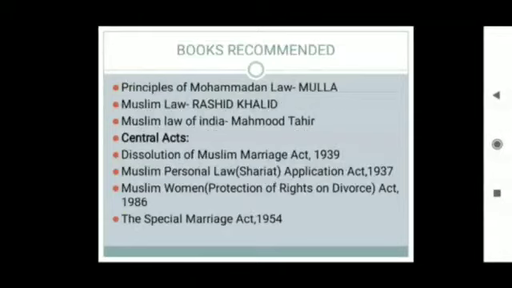Then we have the acts: the Dissolution of Muslim Marriage Act, the Muslim Personal Law Shariat Application Act, the Muslim Women Protection of Rights on Divorce Act, the Special Marriage Act. Again, these are very important acts. So these are the books recommended, and other than that we'll be discussing in the other lectures. So thank you. This is all for the syllabus.